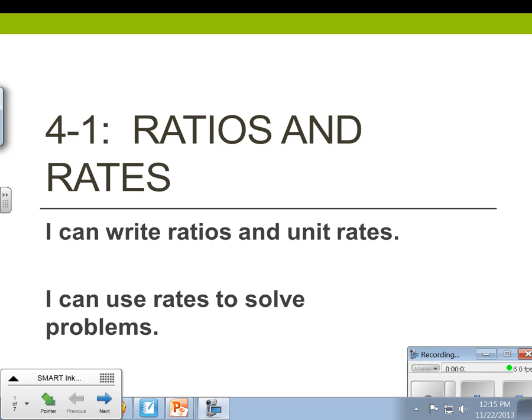In this video 4.1, we are going to be looking at ratios and rates. By the end of the video and work time in class, you should be able to say, I can write ratios and unit rates, and also I can use rates to solve problems.